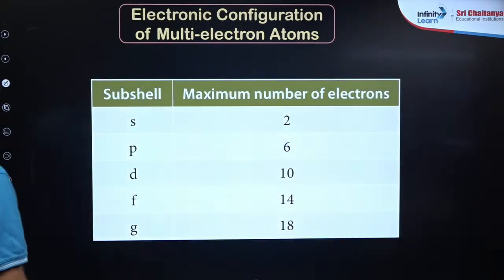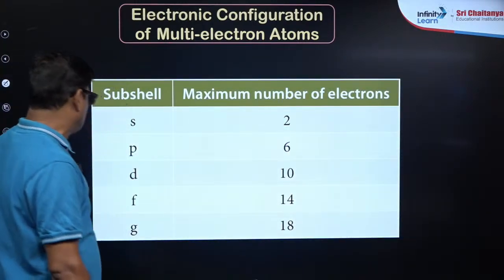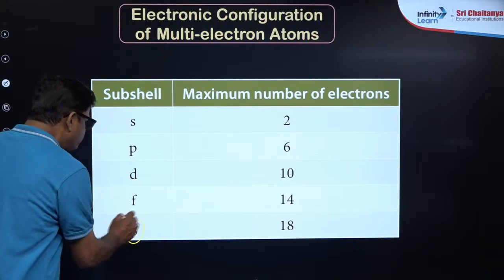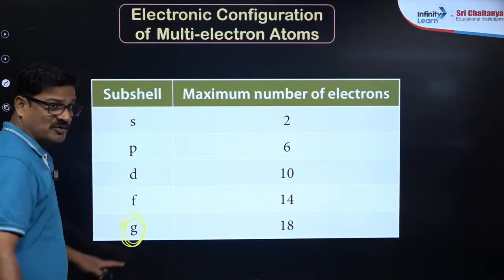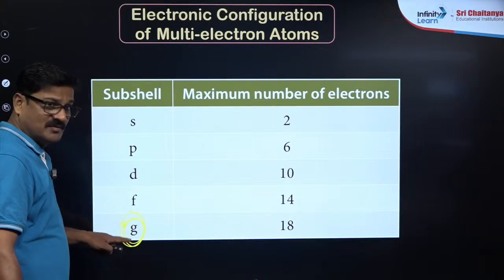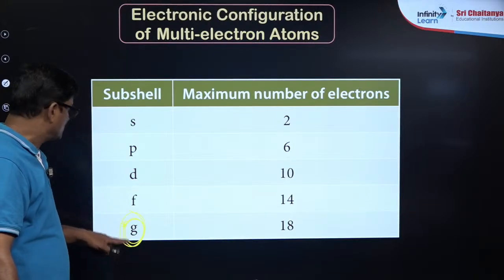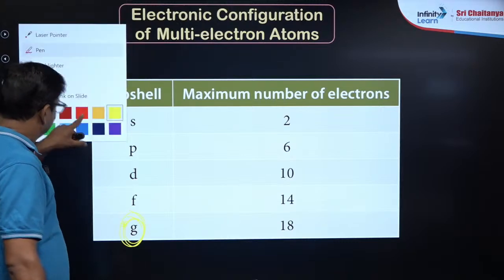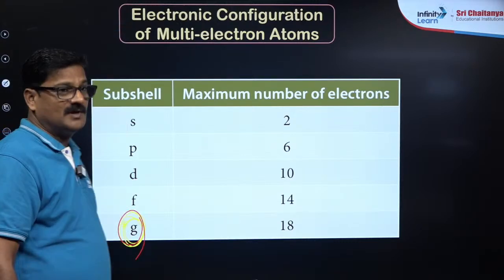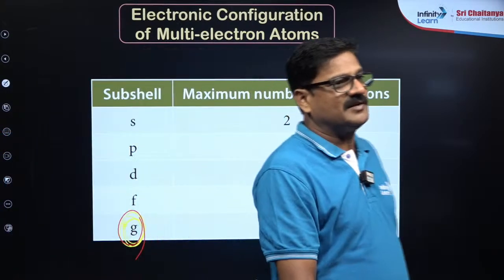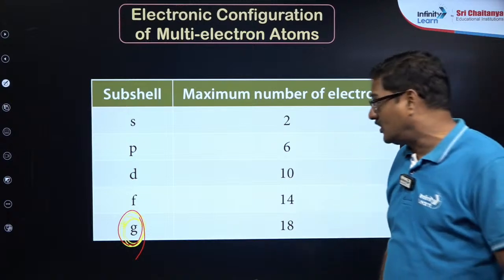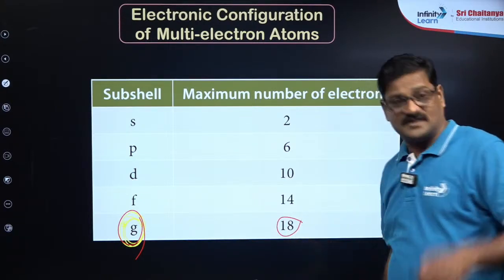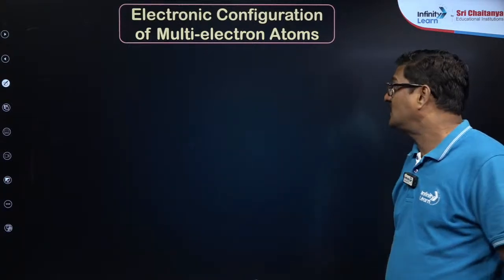Yes, subshell s2, p6, d10, then f14, g18. This is important. NCERT textbook में पूछा गया है वाला. This question has been asked in the NCERT textbook. Mind it. Maximum number of electrons that can be present in the g orbital, g shell. Okay, it is 18. It is the question present in the NCERT.